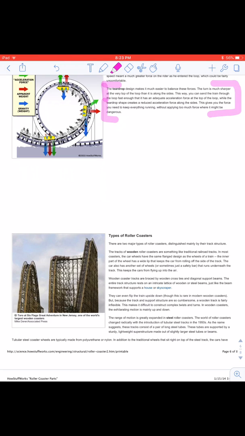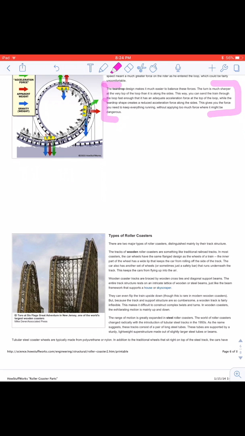Wooden coaster tracks are braced by wooden cross ties and diagonal support beams. The entire track structure rests on an intricate lattice of wooden or steel beams, just like the beam framework that supports a house or skyscraper. They can even flip the train upside down, though this is rare in modern wooden coasters. But because the track and support structures are so cumbersome, a wooden track is fairly inflexible. This makes it difficult to construct complex twists and turns. In wooden coasters, the exhilarating motion is mainly up and down.